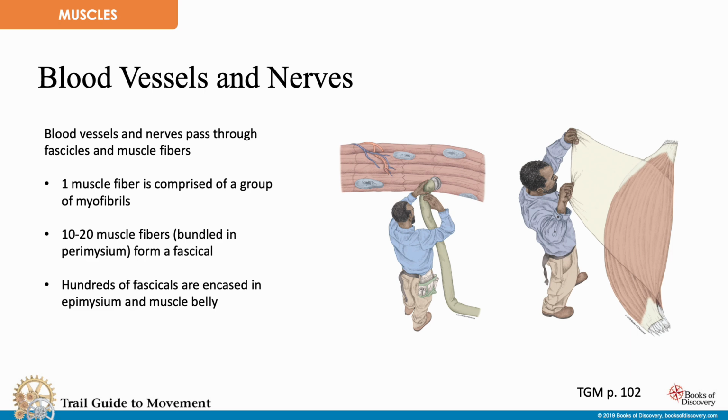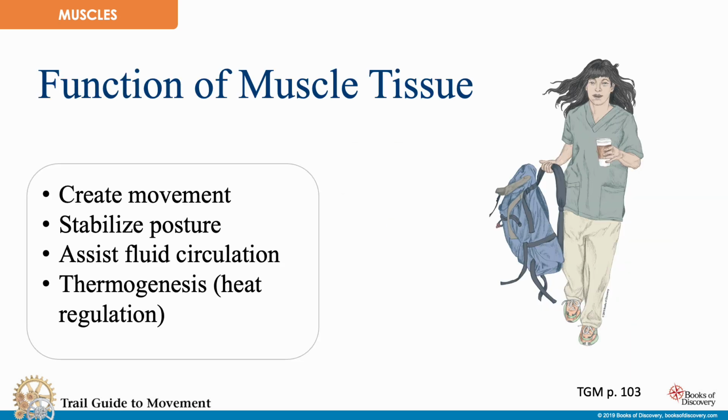Everything is intertwined. Muscle tissue has 4 main functions: creating movement, stabilizing posture, assisting circulation, and thermogenesis, which is producing heat. That last one is why you feel warm after massage or exercise.